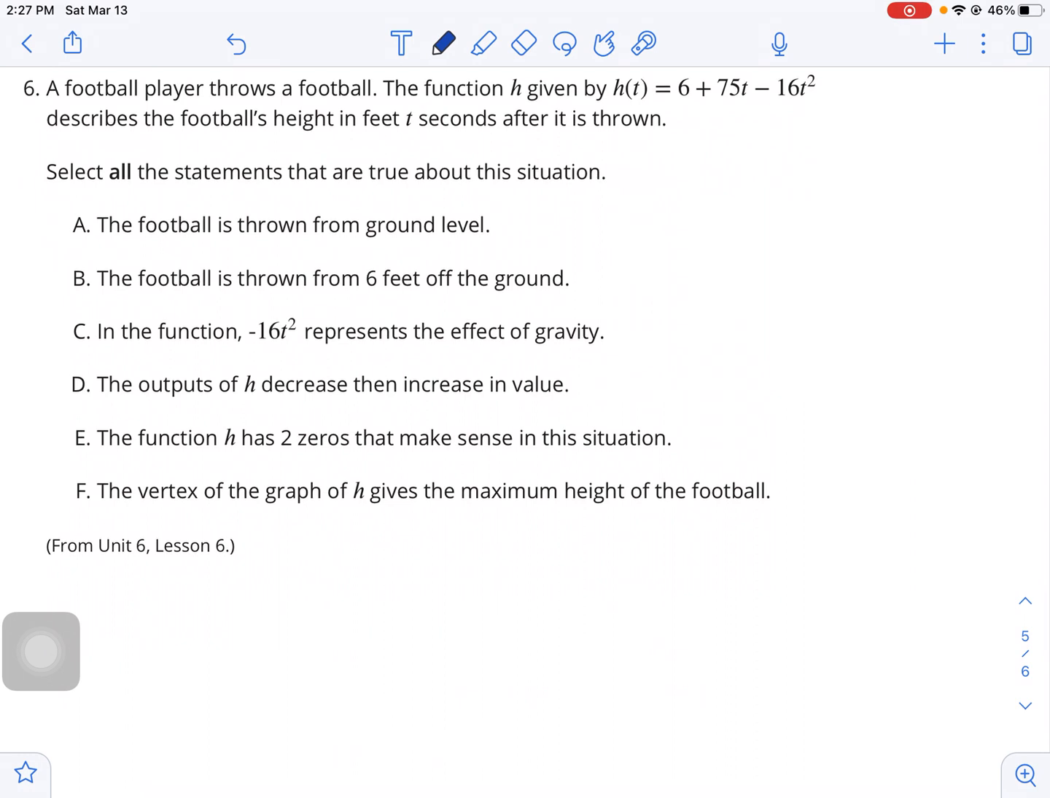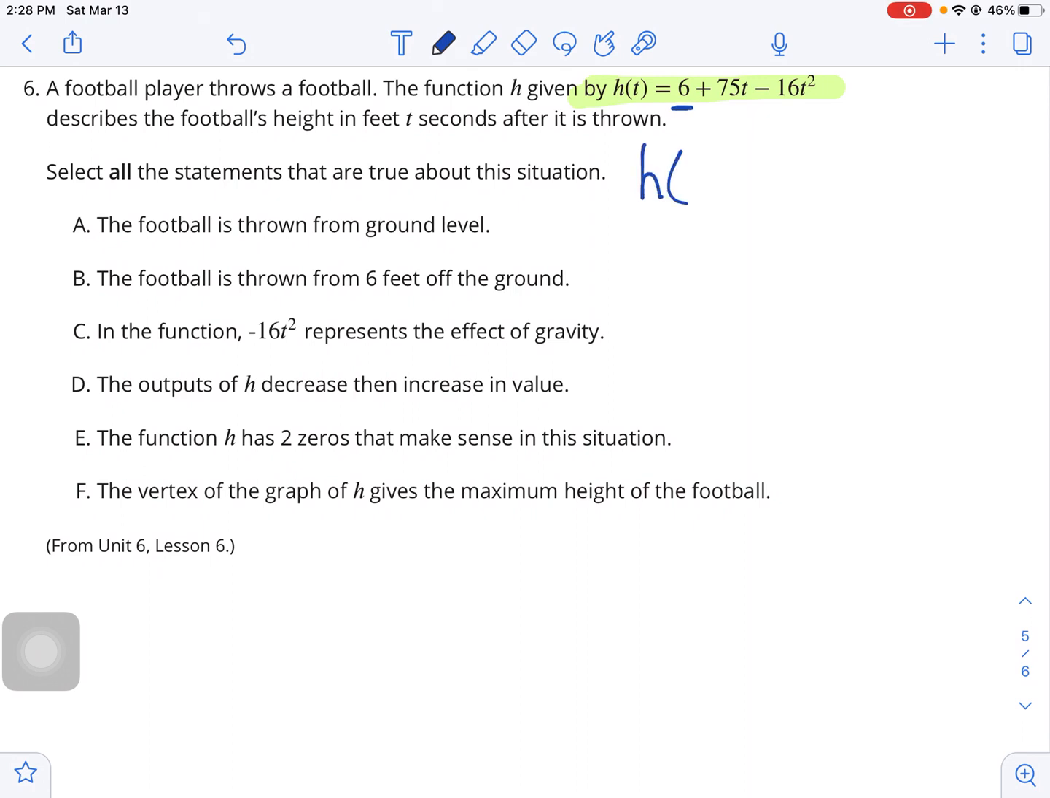Number 6, a football player throws a football, and here's his time height function for that ball. So we're going to select all the statements that are true about this situation. The ball is thrown from ground level. No, this is our initial height, remember.